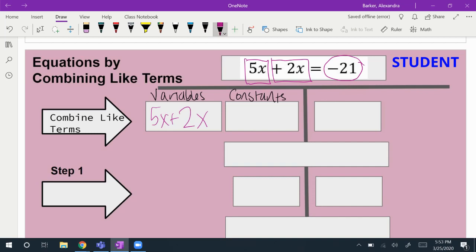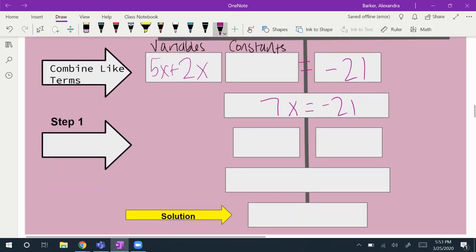I don't have any constants that I need to combine together. So I just leave my 5x plus 2x equals, and I'm left with over here, negative 21. What is 5x plus 2x? Well, it's 7x. So I have 7x equals negative 21. All right. I only have one step to do from here.